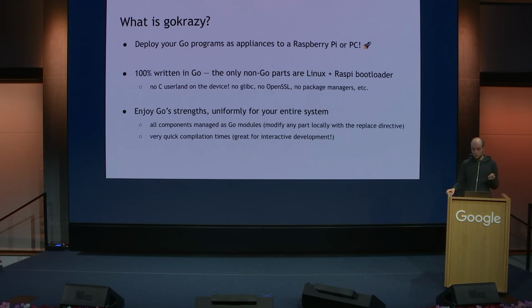A big feature of gokrazy is that it is 100% written in Go. Specifically, the only non-Go parts that you need to have a modern system running are the Linux kernel, which, as we all know, is written in C, and a couple of bootloader binary blobs that we have to take from the Raspberry Pi Foundation in order to make the device actually start. You don't need them on a PC, of course, but I wanted to mention them nevertheless.